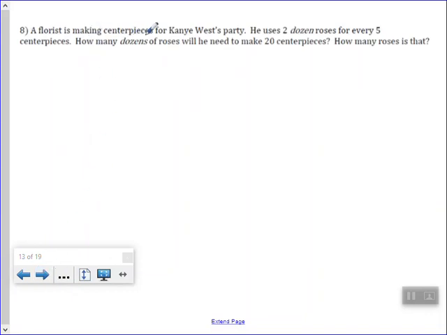A florist is making centerpieces for a party. He uses 2 dozen roses for every 5 centerpieces. How many dozens of roses will he need to make 20 centerpieces? How many roses is that? Okay, so what we know is he uses 2 dozens of roses for every 5 centerpieces. So the numerator is number of roses, and the denominator is number of centerpieces.